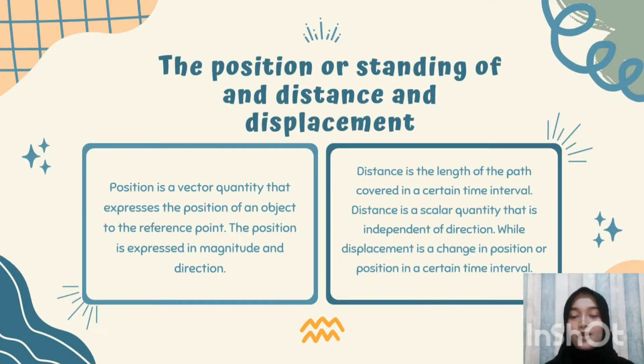Position, distance, and displacement. Position is a vector quantity that expresses the position of an object relative to the reference point. The position is expressed in magnitude and direction. Distance is the length of the path covered in a certain time interval. Distance is a scalar quantity that is independent of direction, while displacement is a change in position in a certain time interval.